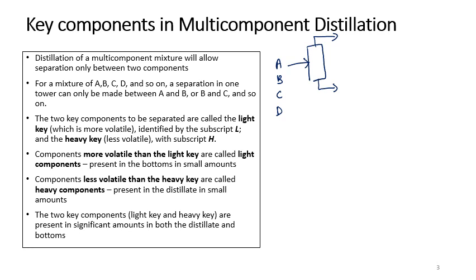When we decide, it is according to the volatility. The two key components to be separated are called light key and heavy key. Light key, as the name implies, is the lighter component, i.e. the more volatile component, and the heavy key is the less volatile component. We put the subscript L for light key and H for heavy key.